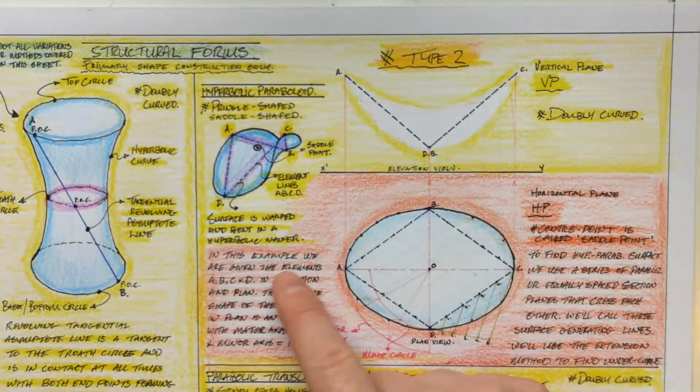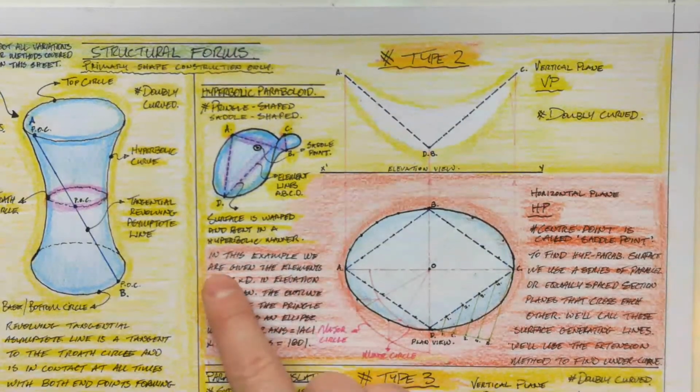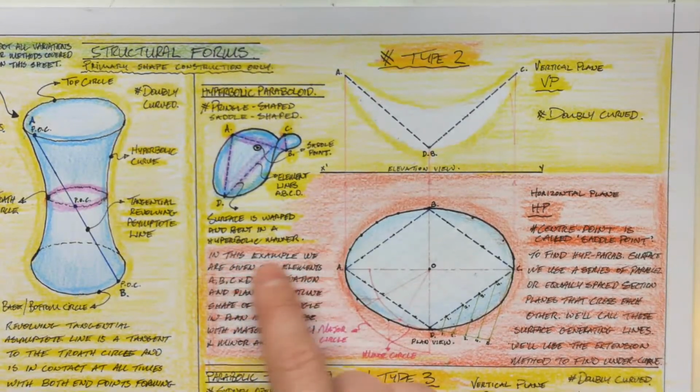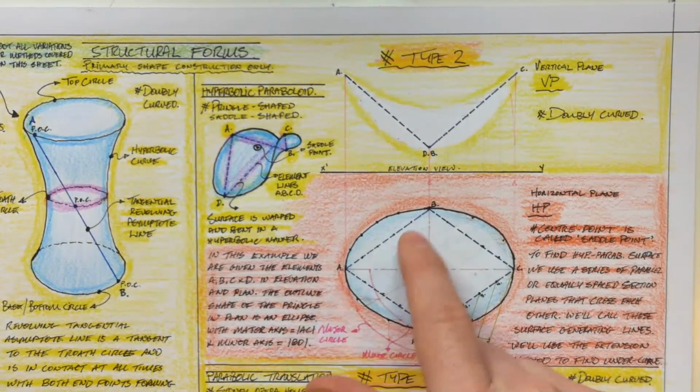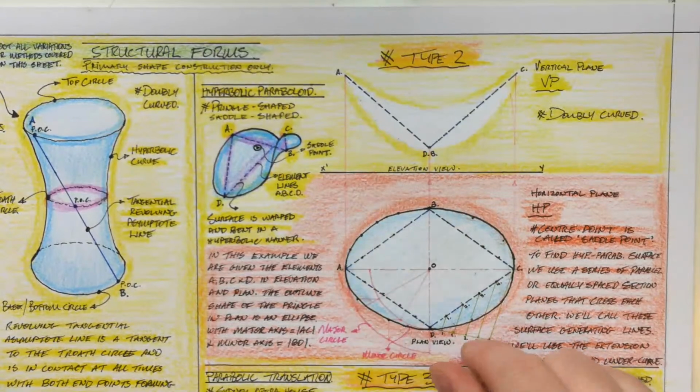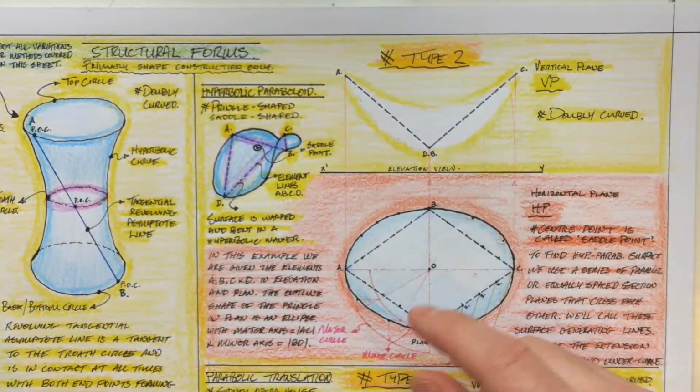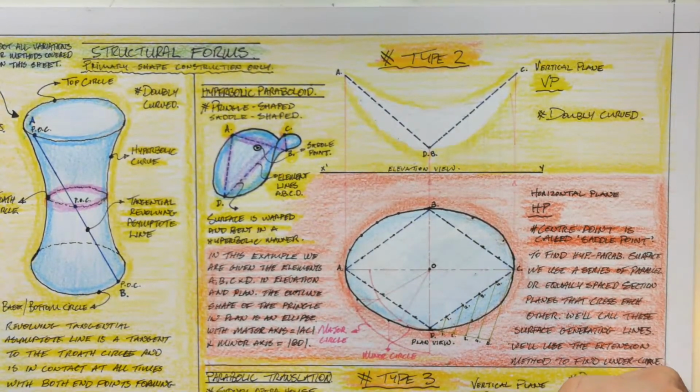Now, in the instance of this question, it says, in this example, we are given the elements A, B, C, and D in elevation and plan. The outline shape of the Pringle in plan is an ellipse. So you can see here, I have the ellipse already pre-drawn in. I don't think you have to go into an ellipse, but I will tell you about the shortcut.